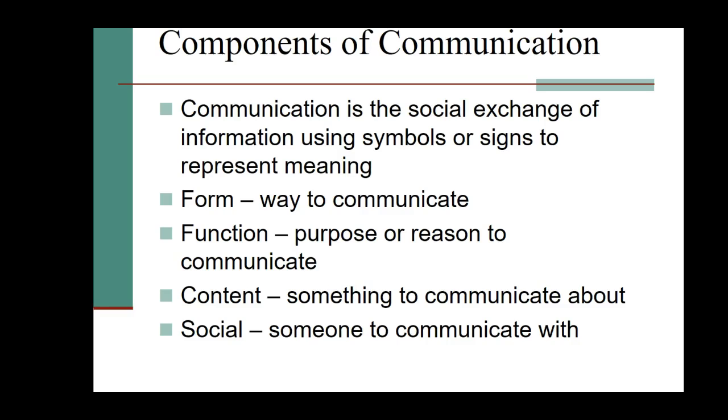The form of the way that we're communicating is the way that we are using it, like pictures or sign language. The function: are we trying to express our wants, our needs, or reject things, tell people we don't want something? The content: what are we trying to express? Or socially, we are social creatures. We like to express our wants, our feelings, our emotions with other people. So, this is the way we communicate.